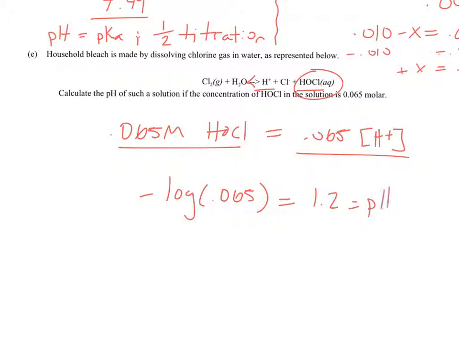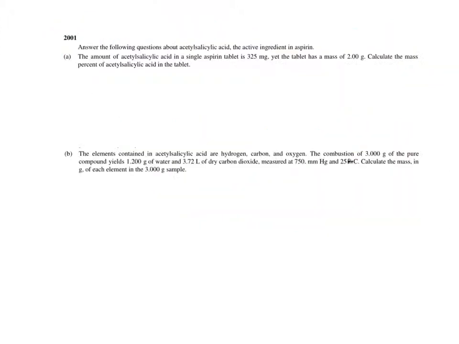And that's the pH of this solution. Here's the second one from the sheet. Part A: the amount of salicylic acid in a single aspirin tablet is 325 milligrams, yet the tablet has a mass of 2 grams. Calculate the percent by mass of salicylic acid in the tablet.